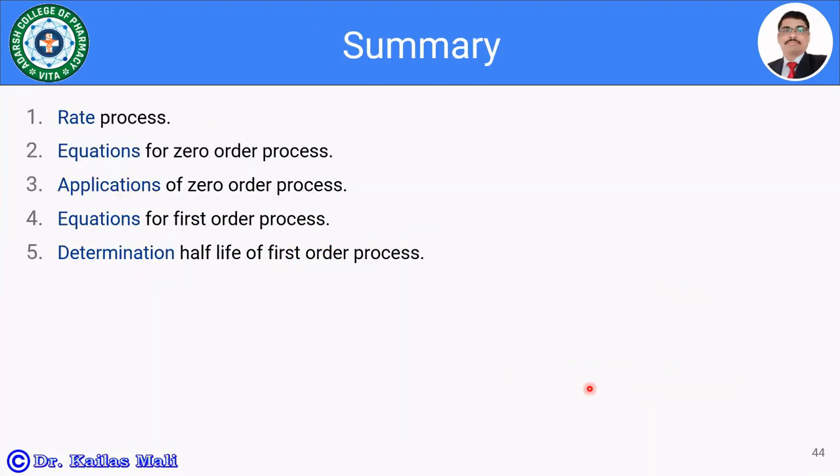So in today's session, we have discussed the rate processes in reactions in order to understand the further kinetics. We have discussed the equations for the zero order process. We have seen the applications of zero order kinetics. We have seen the equations for the first order process. We have seen how to determine the half-life of a first order process.